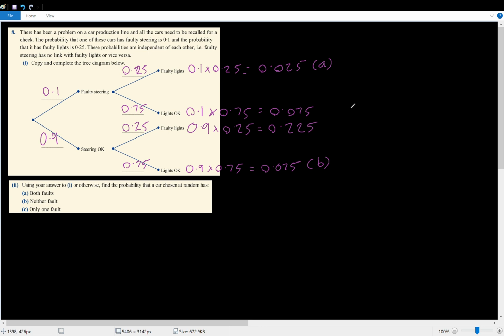And what we're going to do in order to find the answer for C is we're going to add those two. So we're going to add 0.225 and 0.075. So it's going to be 0.3. So 0.3 is the probability that any car chosen at random only has one fault. And that is that.